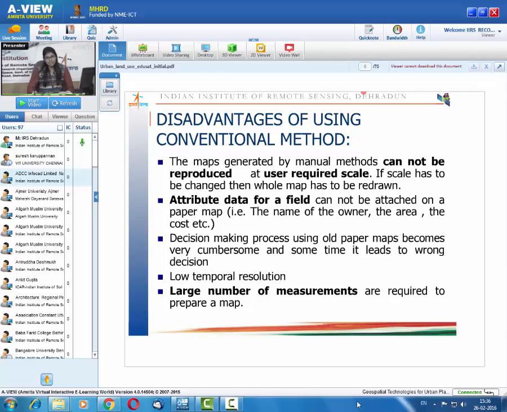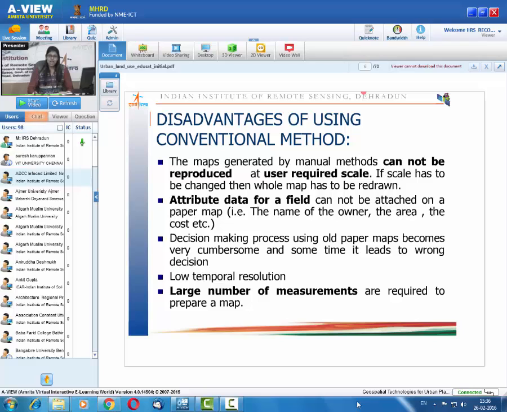Low temporal resolution: as I said, once the survey is done, it takes a lot of time for doing that survey. It takes a lot of time for preparing that map. And you cannot reproduce that map again and again. You cannot prepare another map after each year. This is very difficult. But with the help of remote sensing and GIS, that is possible. Each year survey is not required. Each year growth pattern can be analyzed using remote sensing data.